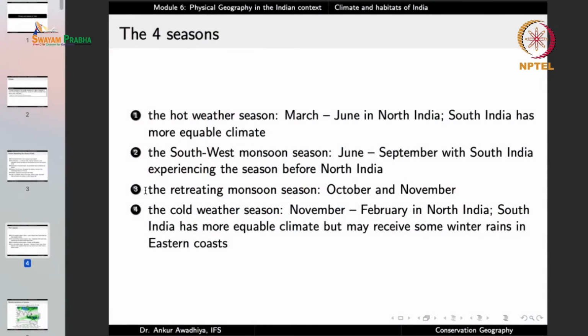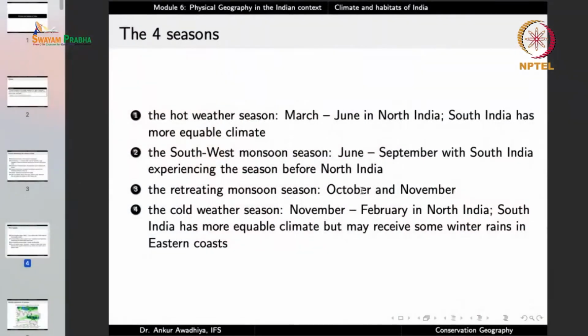The third season is the retreating monsoon season, which is from October to November. Now, in this period from October to November, we start to observe that the sun is now moving apparently to the south of the earth. Because of the tilt of the earth and because of the change of the season, now we have an apparent movement towards the south. So, earlier the northern portions of the country, they were getting heated up. But now with the sun moving towards the south, now they are becoming cooler.